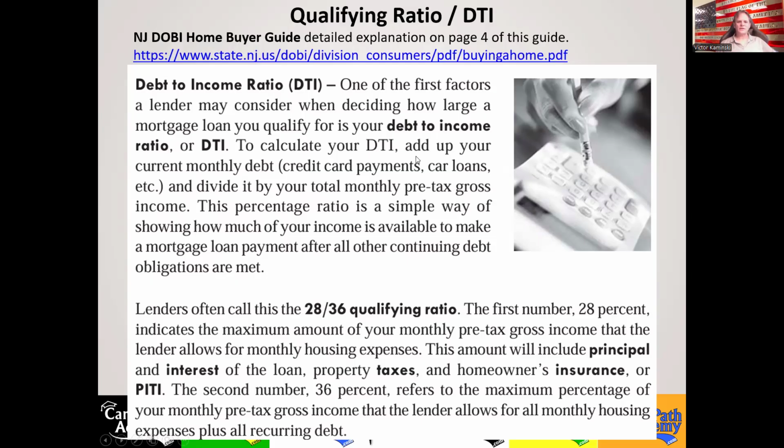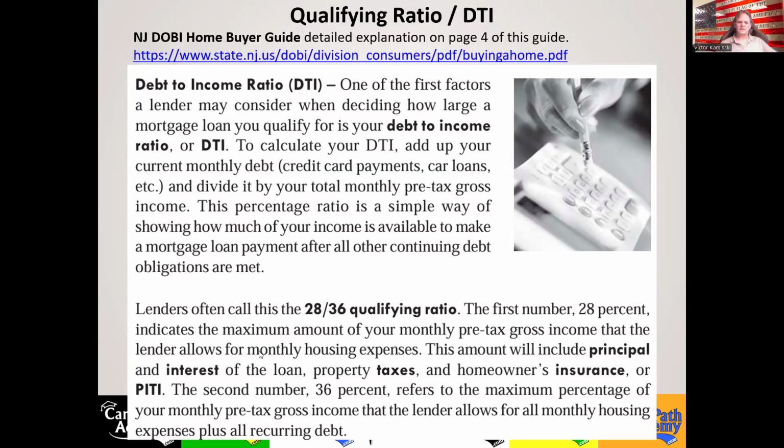And then based on that, they reverse engineer to find out how much of a loan they would give you. Okay. So to calculate your DTI, you add up your current monthly debts, your credit cards, car loans, etc. Divide it by your total monthly pre-tax gross income. And this is a way of showing how much of your income is available to make additional payments, like for a mortgage for the house. So lenders often call this the 28/36 qualifying ratio. The first number, 28%, indicates the maximum amount of your monthly pre-tax income that the lender allows for housing expense.